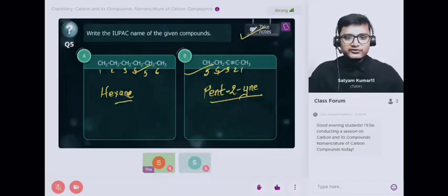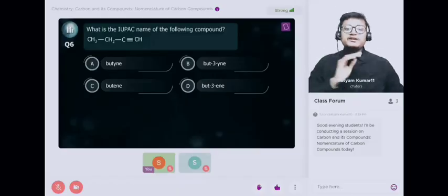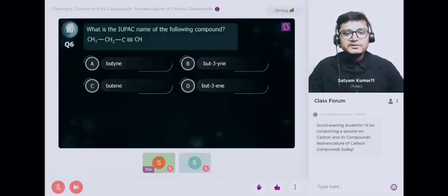Now we have a poll question, and the poll question is there on your screen. Your time starts now, Shreyas. So tell me the IUPAC name of the following compound. Iska IUPAC name kya ho? Ye to bahut simple hai. Come on, tell me the correct name. Whether it is going to be A, B, C, or D. Come on, quick.